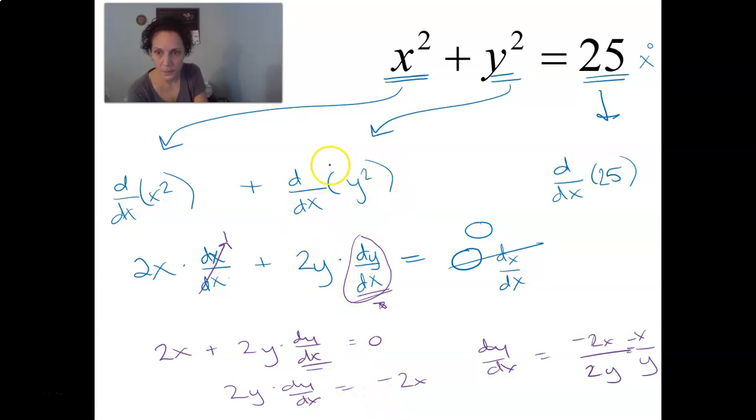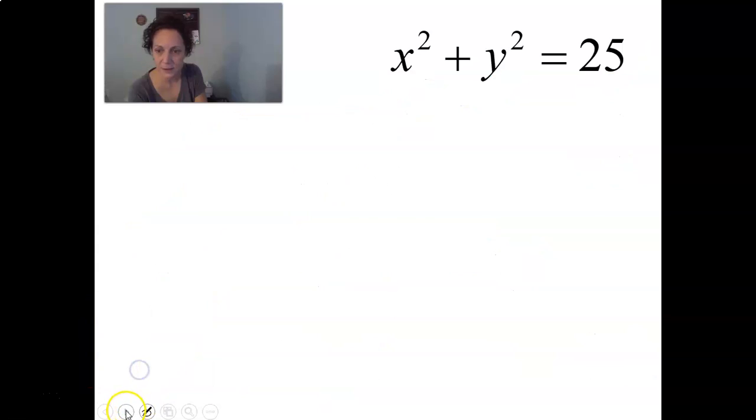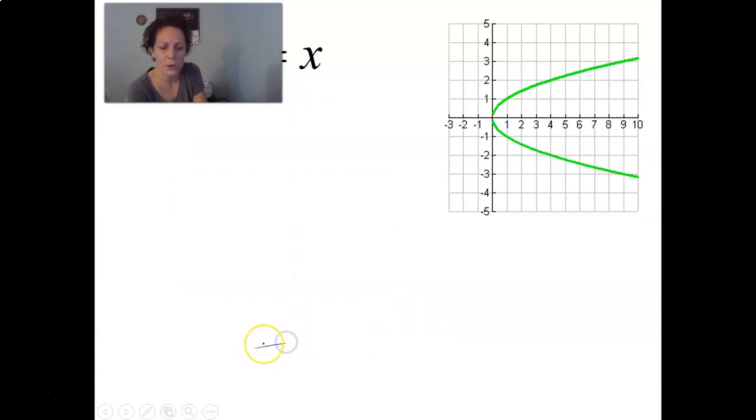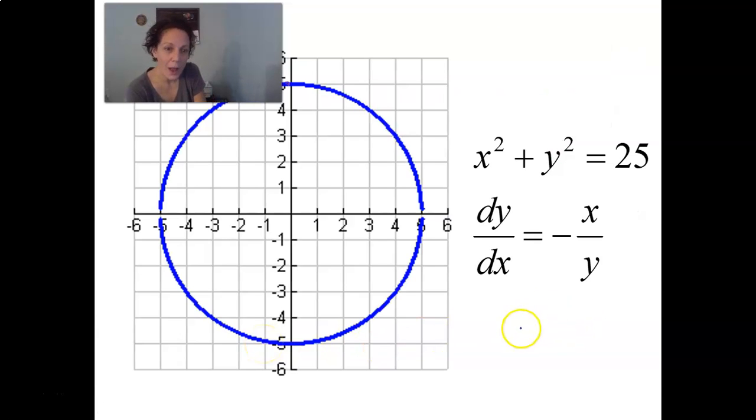Okay. So we're going to talk about this derivative. I want to look at the graph here. So check out the derivative here. Here's my derivative, negative x over y. So notice, when x is 0, look what kind of tangent lines you have. Horizontal ones. Oh no. When y is 0, look what you have. Vertical tangents.